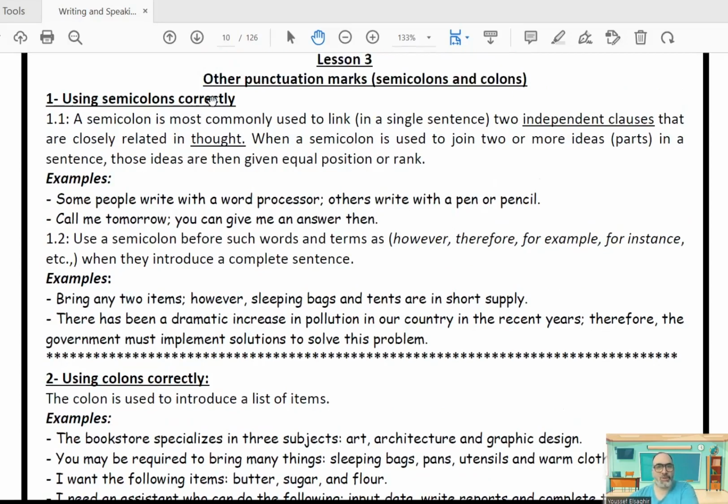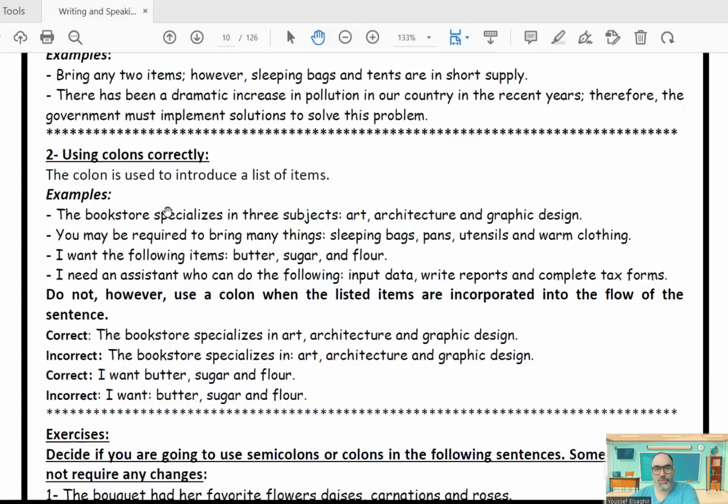Today's lesson is not just about the semicolon, it's also about the colon. Now, what's a colon? That's when you have two periods above each other. So you have two, like this one. That's a colon right here. Now, a colon is used to introduce a list of items, like the example here. The bookstore specializes in three subjects: art, architecture, and graphic design. So if you're going to mention a list, three items or more, use a colon. This is how it works.